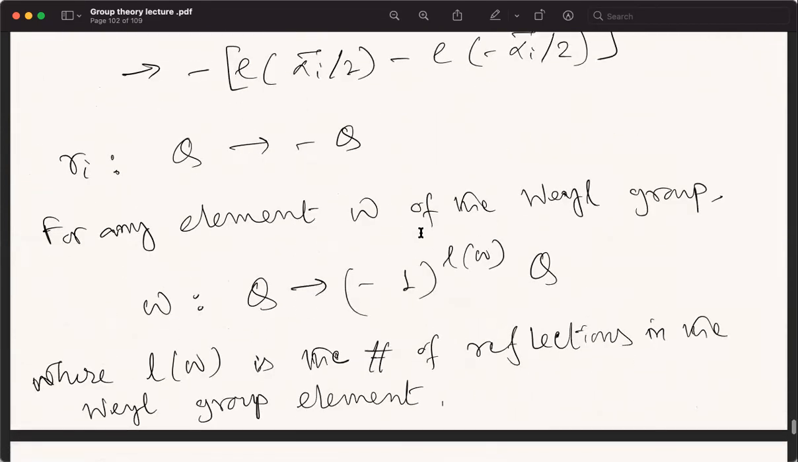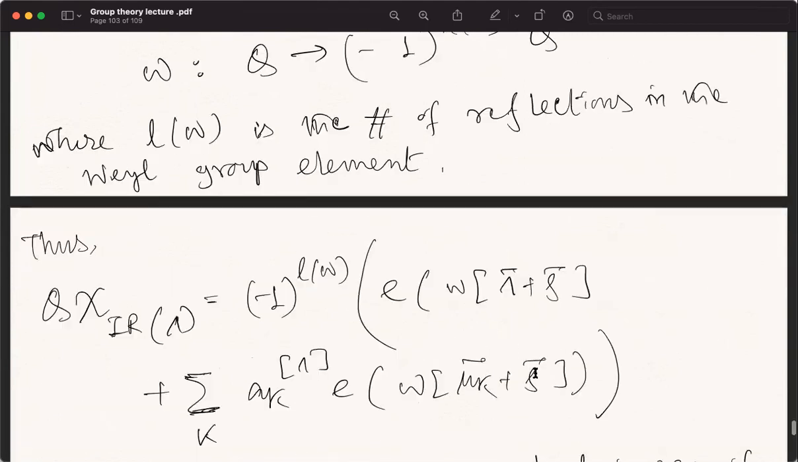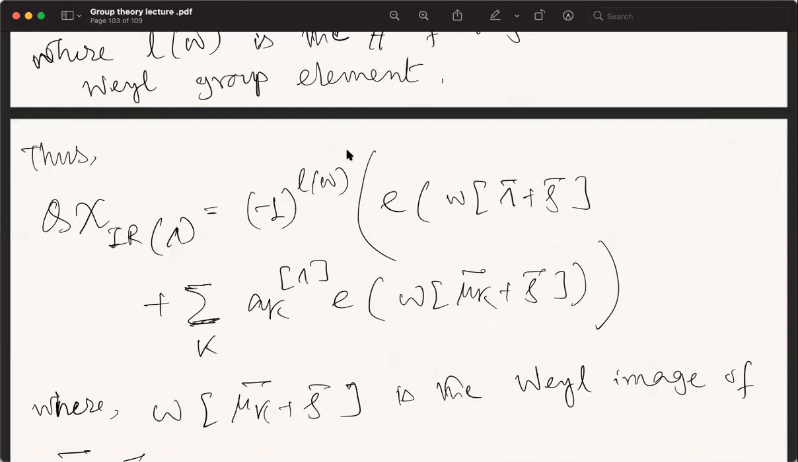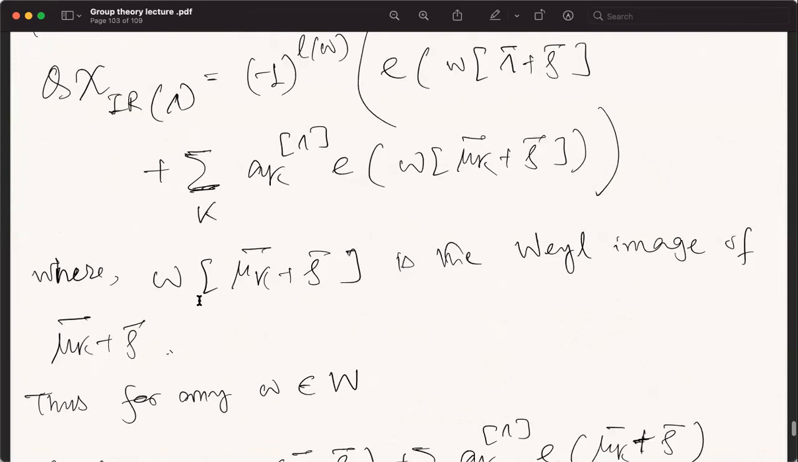So for any element omega of the Weyl group, Q changes as Q goes to minus 1 to the power l of omega times Q, where l of omega is the number of reflections in the Weyl group element. So how many reflections, like a Z2 kind of thing, how many reflections you get, right? So from there you use those equations and you derive this relation. Okay. So where omega of mu k plus rho is the Weyl image of mu k plus rho.